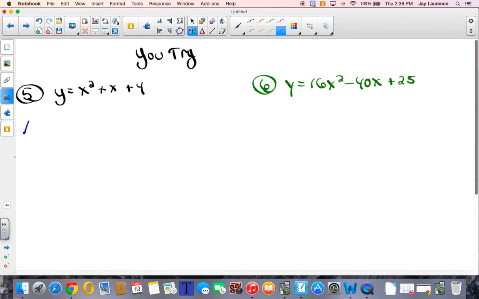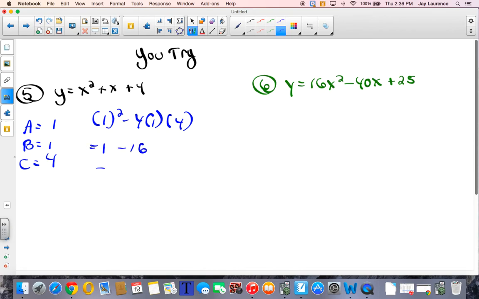Hopefully you've already tried. a, b, c. Easy as 1, 1, 4. All right, so I'm going to do b squared minus 4ac. Okay, and that'll be 1 minus 16. That'll be negative 15. I got a discriminant of negative 15. There are no x-intercepts. The parabola will be able to be graphed once we know how, but it won't cross the x-axis.